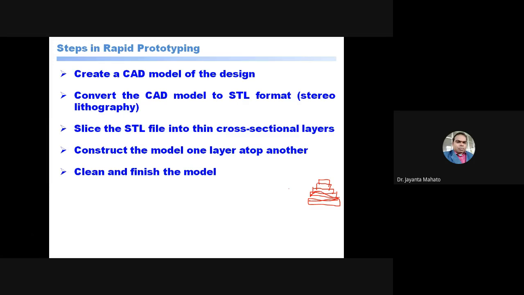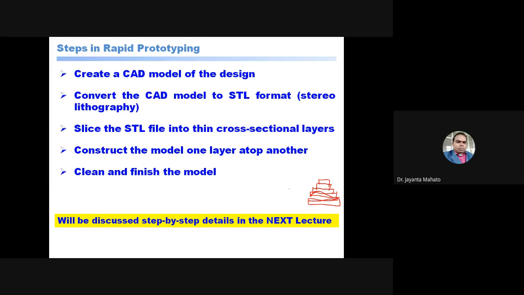Then clean and finish the model. So then run the process, get the product and finish the model. So these are the step by step stages in a rapid prototyping process. All these steps I will discuss in the next lecture, all the steps in detail, step by step.